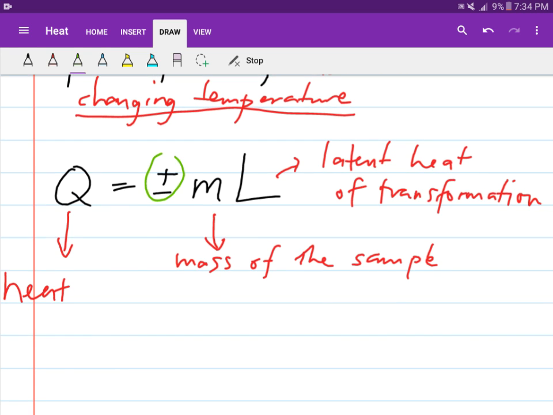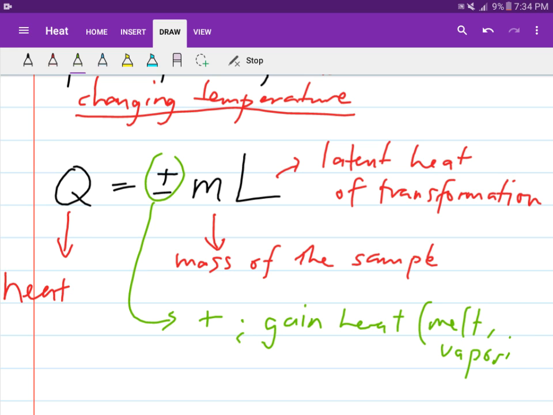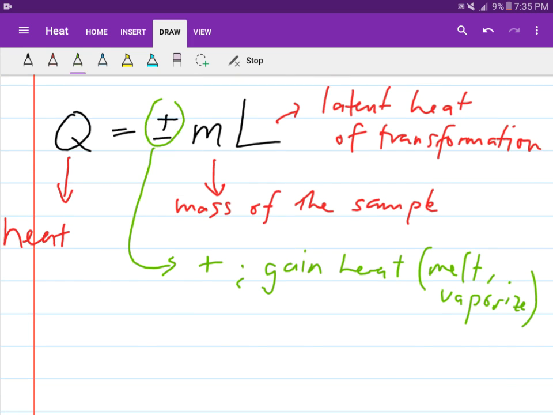So the plus or minus sign here means plus when you need to gain heat, meaning to melt or vaporize, and the minus sign stands for losing heat. So when you lose heat, you want to condense, so from gas it becomes a fluid, or solidify.